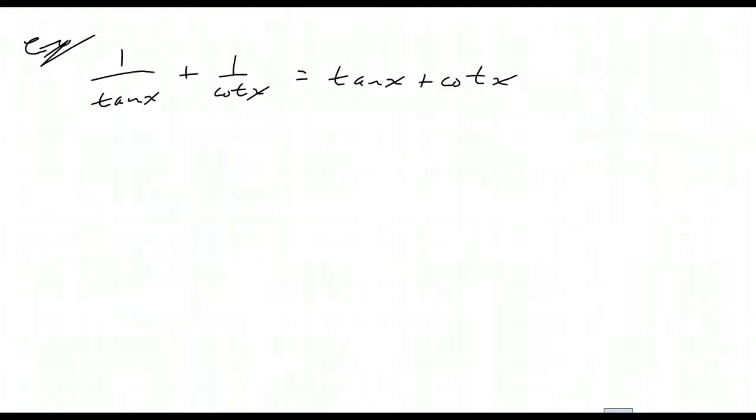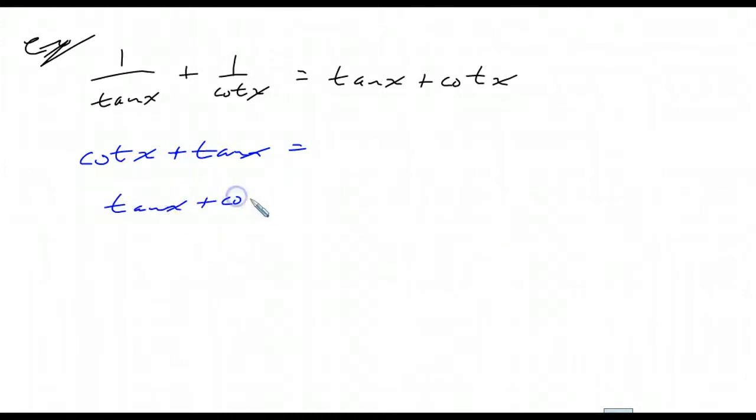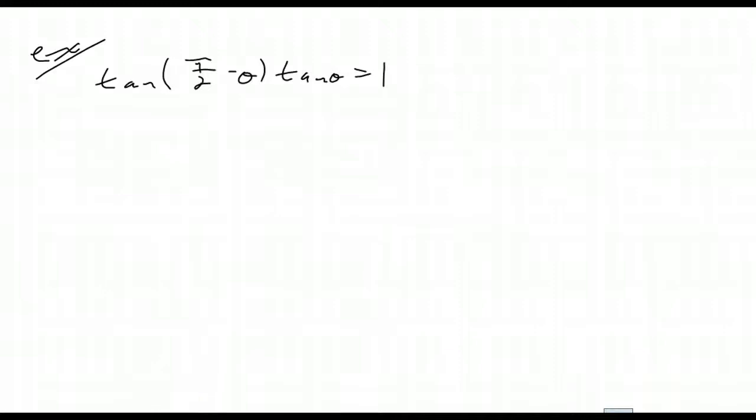Okay, this one is straight up just your identities. 1 over tangent is cotangent. 1 over cotangent is tangent. Since addition is commutative, you can just move this around. If you really want to, you can say that tan x plus cotangent x equals the other side, or I'm fine with you just stopping right there. But this is just straight up your identities.